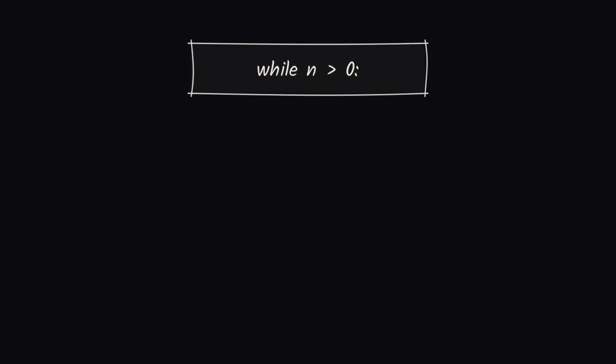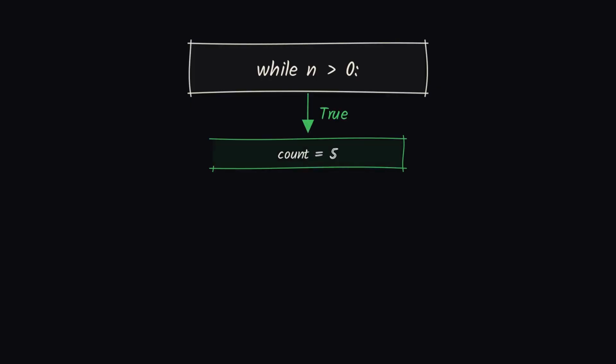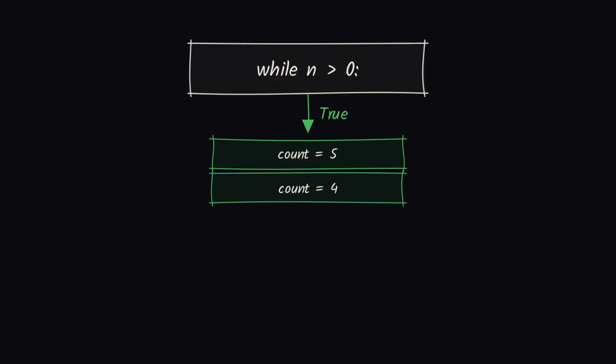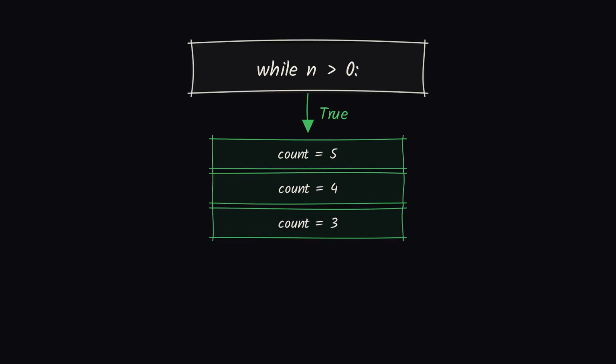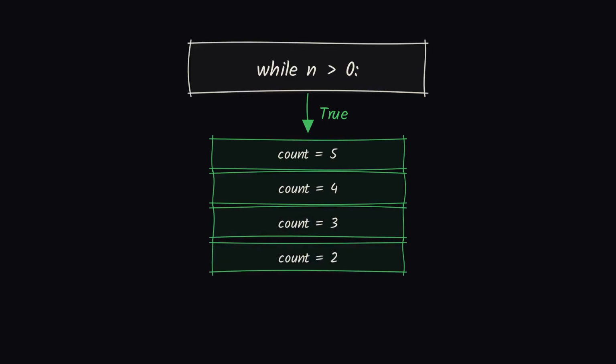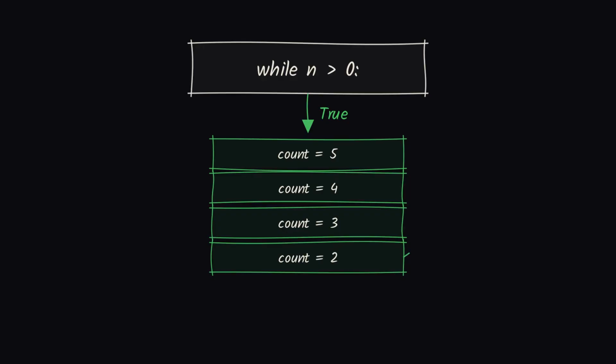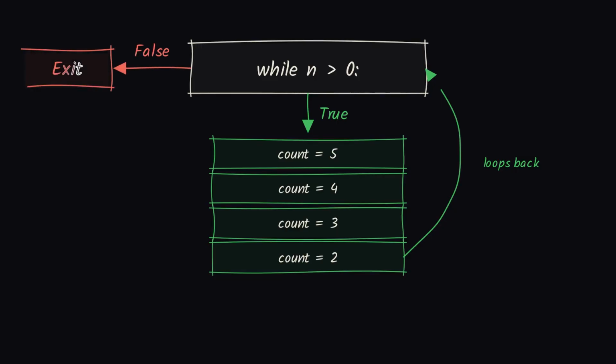First, the check. N greater than 0. As long as that's true, we loop. Value 5, the check passes, so the block runs. Back to the top. 4, still true. Go again. Back to the top. 3, still true, go again. Back to the top. 2, still true, go again. Every pass, we jump back up to recheck the condition. Eventually, the condition turns false. And that's when the loop finally lets go and stops.